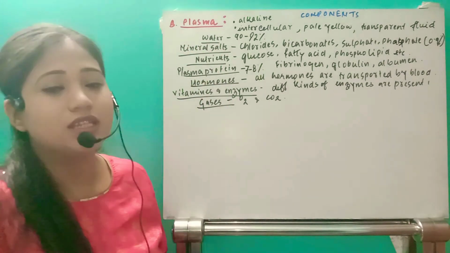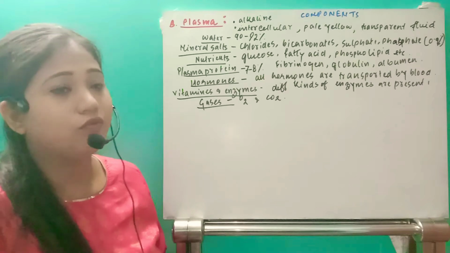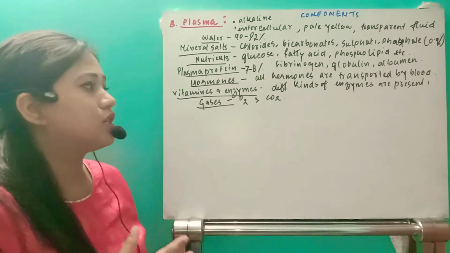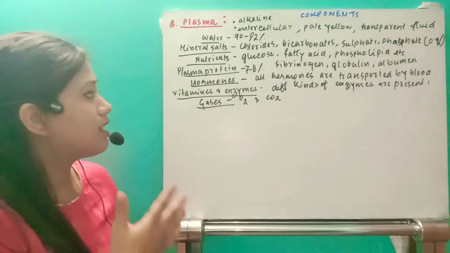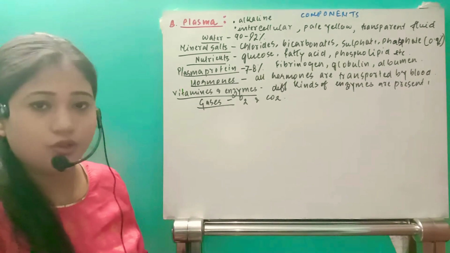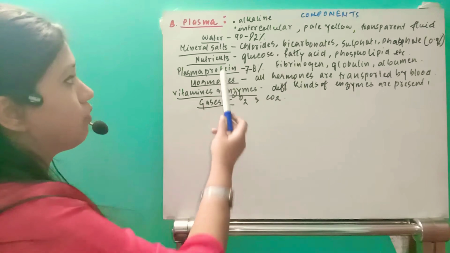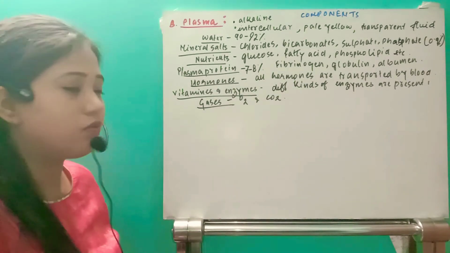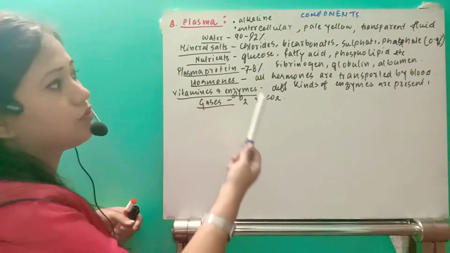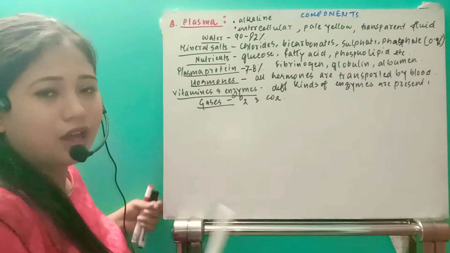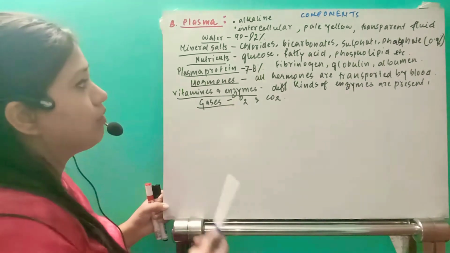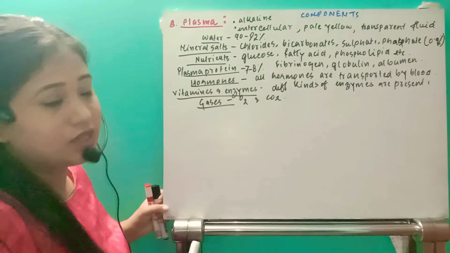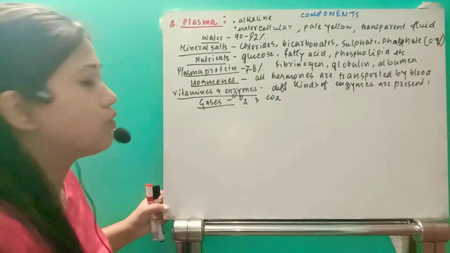So just see, this plasma has water, then mineral salts, nutrients, plasma proteins, hormones, gases, vitamins and enzymes. If it comes to the water, I already told you 90 to 92% is only water. Next, the salts. Different types of salts are present, around 0.9%. What are they? Chlorides, bicarbonate, sulfate, phosphate. These are the different mineral salts.